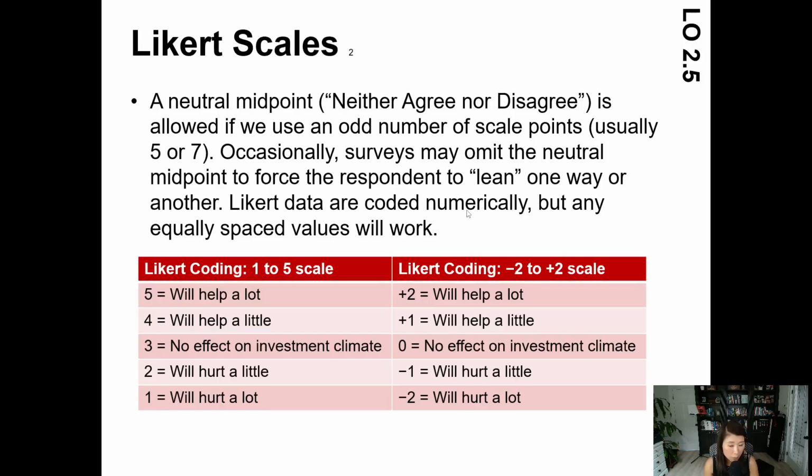The data are coded numerically, but any equally spaced value will work. So here is the example: 1 through 5. You can also start from -2 to +2. You definitely can do -5 to 0 or to 1. Either way, they all work. Okay, so it just needs to be equally spaced. And again, the underlying assumption of equal spacing is that when people move from 1 to 2 or 2 to 3, they mean that people who choose 3 are twice better than the people who choose 1. Okay, so that's the assumption behind it.